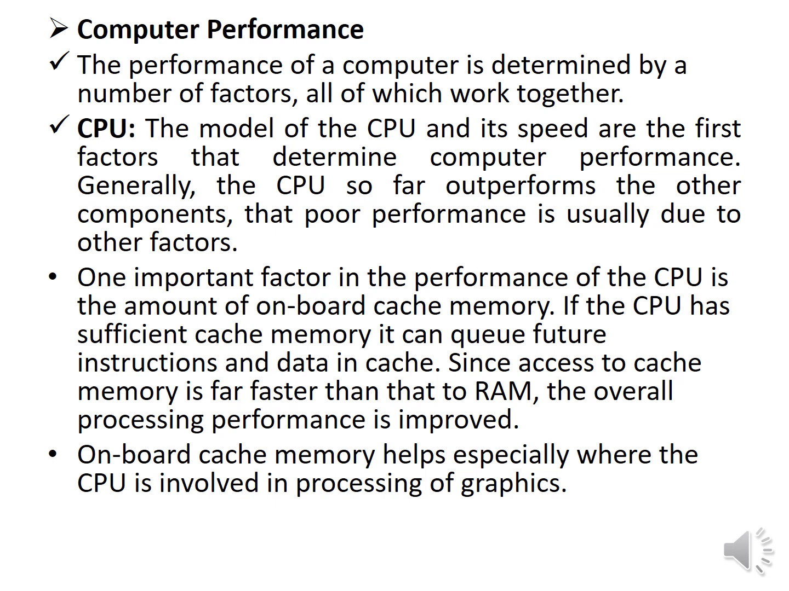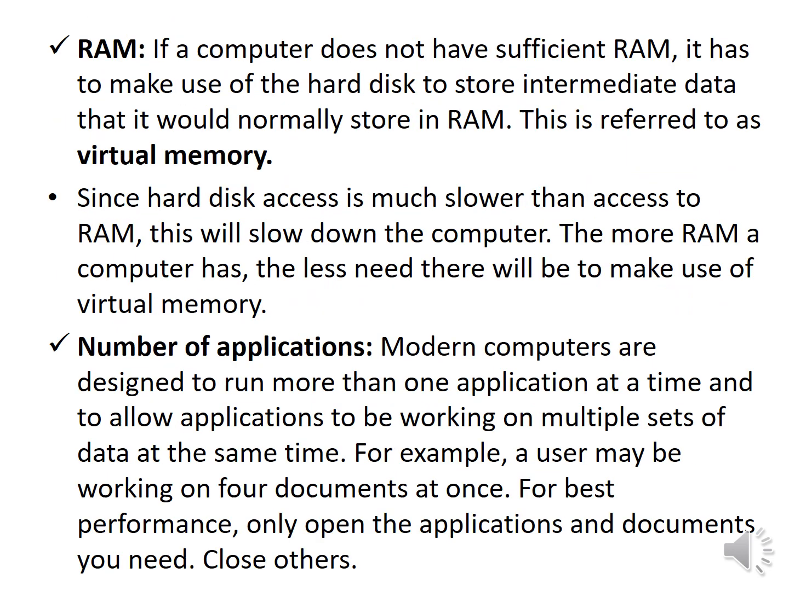One important factor in the performance of the CPU is the amount of onboard cache memory. If the CPU has sufficient cache memory, it can keep future instructions and data in cache. Since access to the cache memory is far faster than that to RAM, the overall processing performance is improved. Onboard cache memory helps especially where the CPU is involved in processing of graphics.